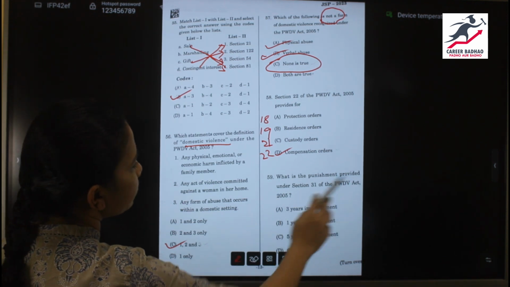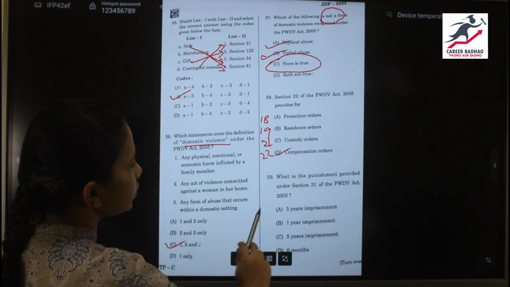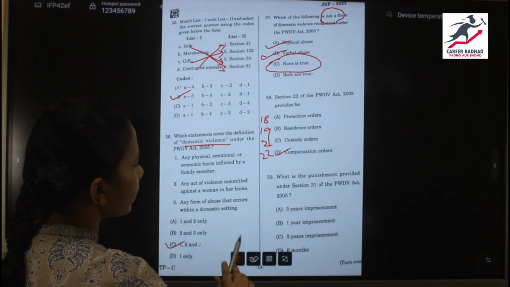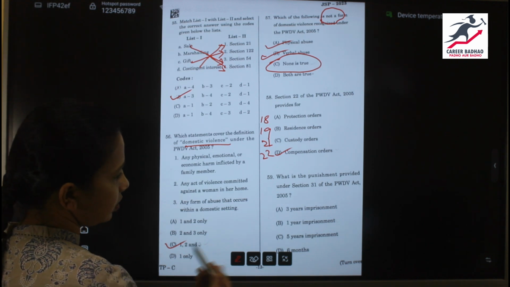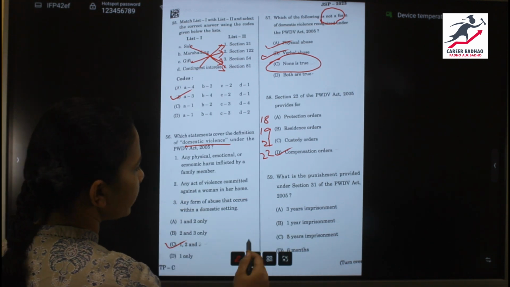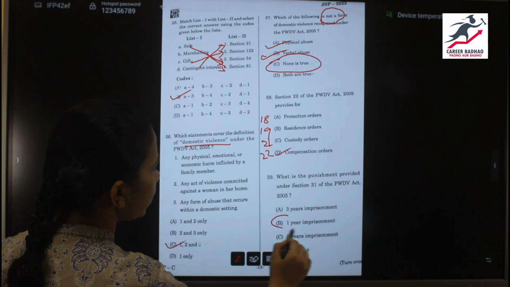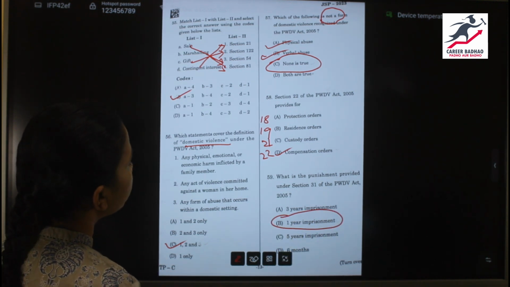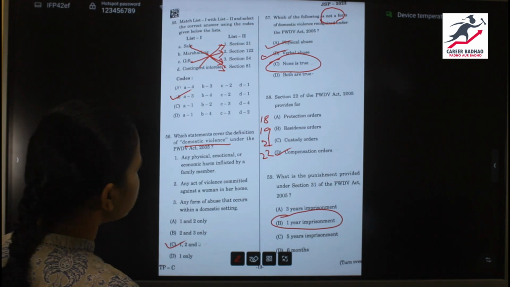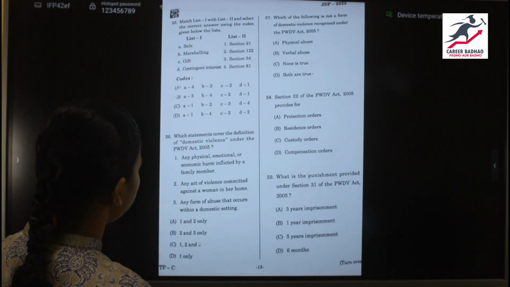What is the punishment provided under section 31 of the Protection of Women from Domestic Violence Act 2005? It is the breach of protection order by the respondent. So here the punishment is 1 year imprisonment or fine of 20,000 rupees, or both. Now let's move to question number 60.